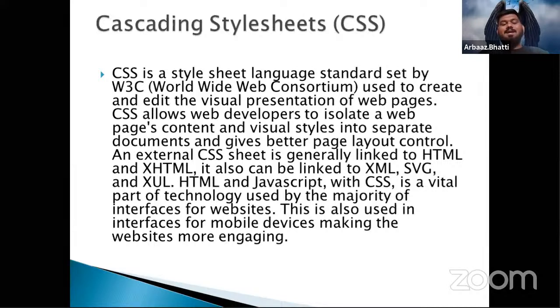Next, we're going to learn about Cascading Style Sheets, or CSS. It's a style sheet language set by the W3C, the World Wide Web Consortium, and used to edit the visual presentation of web pages. The web developer can have multiple styles and layouts for their web pages. For the visual look, CSS is used to give all of these animations and effects on web pages. Mostly it's done using CSS.